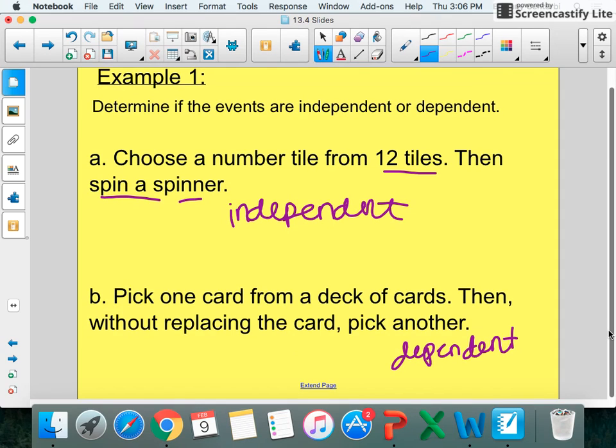And then you have down here, you pick one card from a deck of cards, and then without replacing the card, you pick another. And so this is going to be dependent, which I already have up here, but the reason it's dependent is because if you first pick one card, there's 52 total cards in a deck. So you have 52 possible cards to pick from. And then if you don't replace it, now you only have 51 cards. So you're affecting the probability because you're making it one less card to choose from by not replacing it. So the second pick depends on the first pick because that card will no longer be in the pile. So that's what makes it dependent.